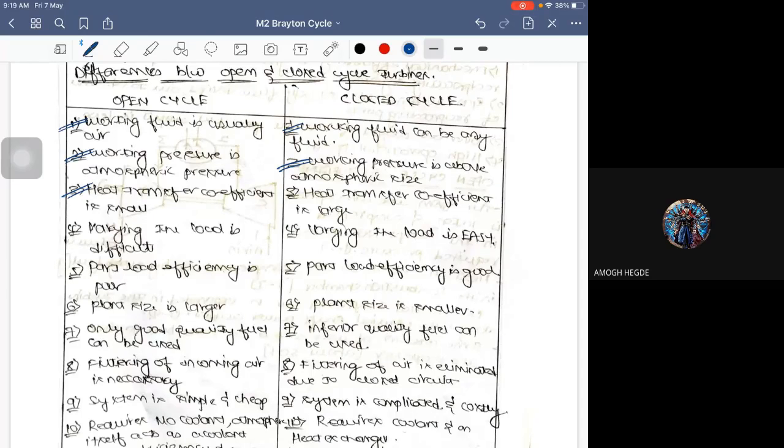Heat transfer coefficient is small here. Here, the heat transfer coefficient is large. So what do you mean by heat transfer coefficient? It is the ability of the material to conduct heat. That particular ability of the material to conduct heat is small in case of an open cycle, but large in case of a closed cycle.